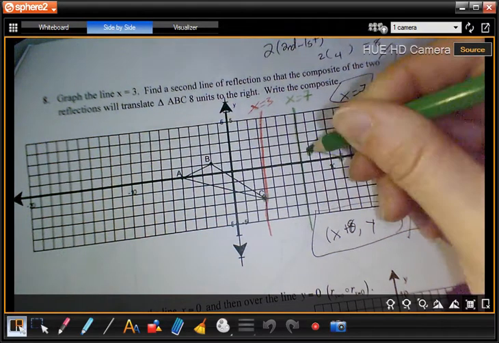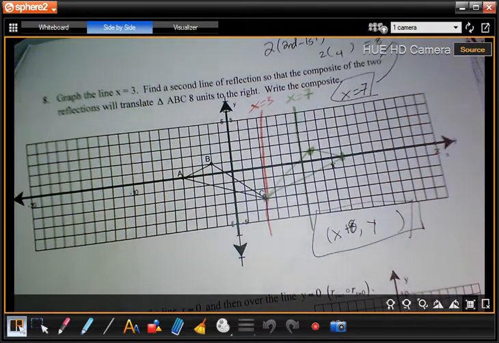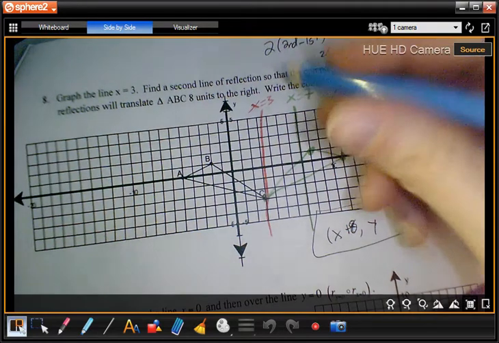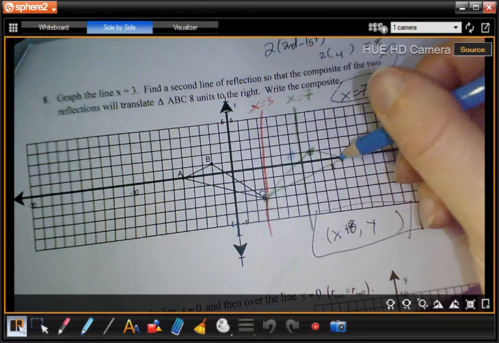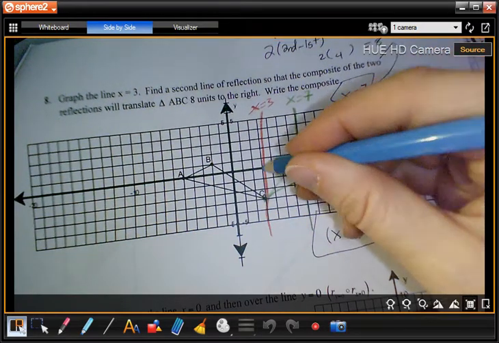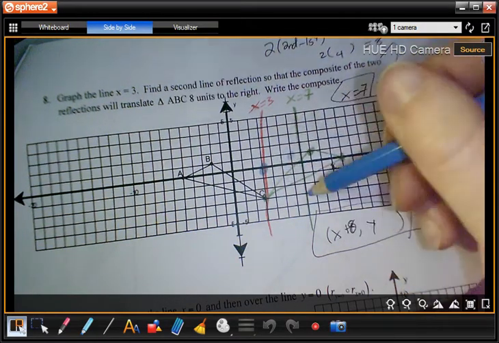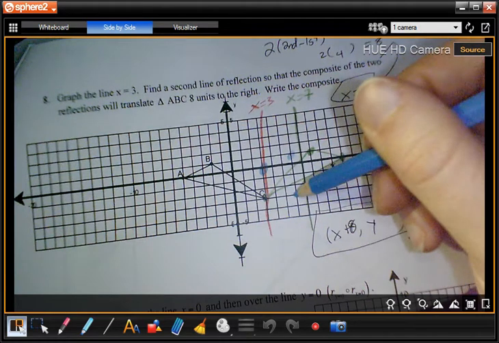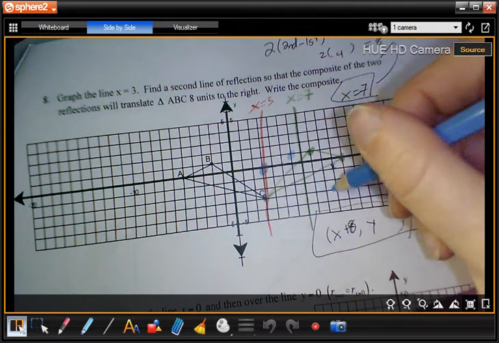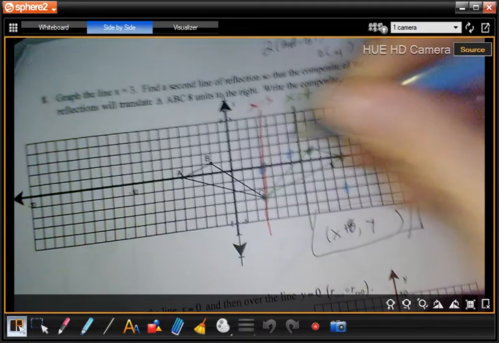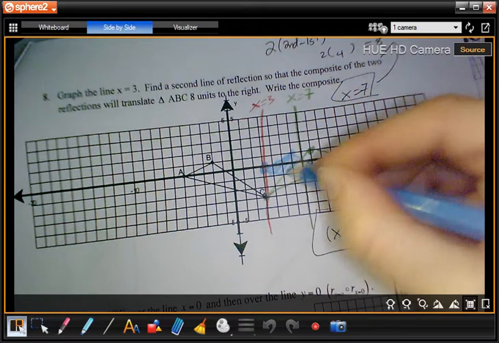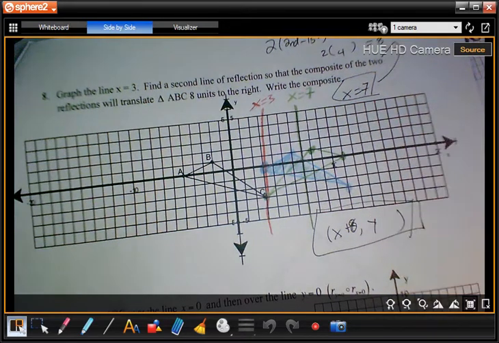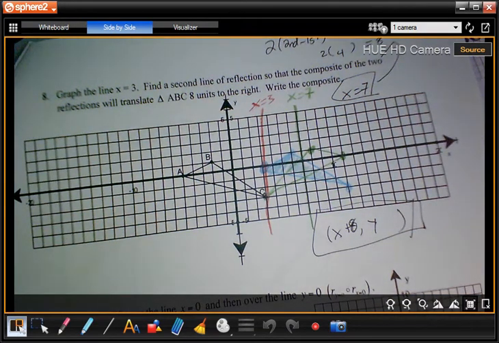Here is your first one. Now I'm taking that information and I'm reflecting it over x equals 7. This is 1 away. This is 1, 2, 3, 4. I'm 1, 2, 3, 4. My blue one has moved 8 units to the right from its original.